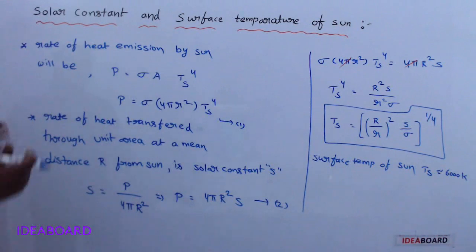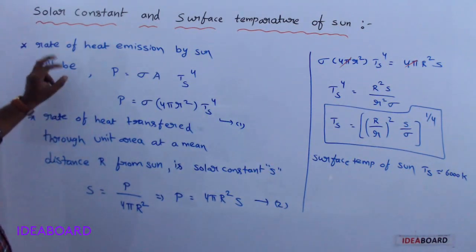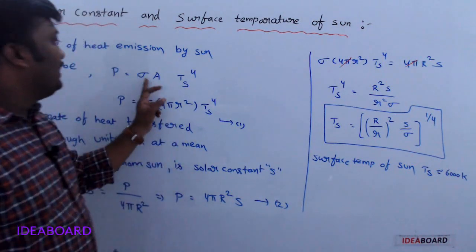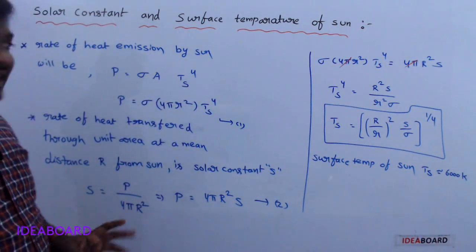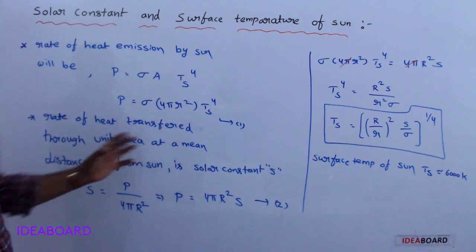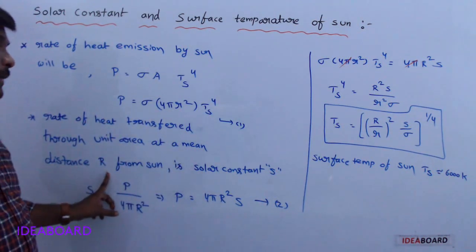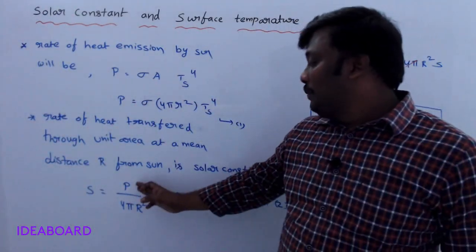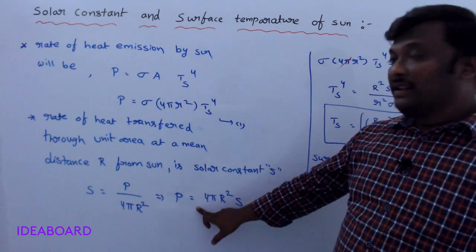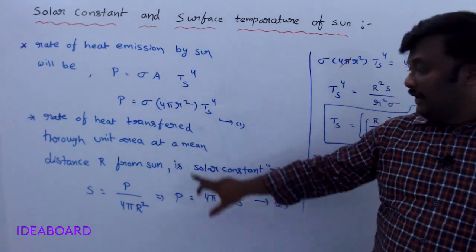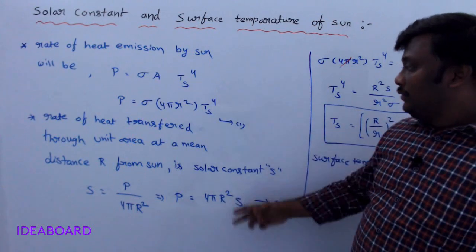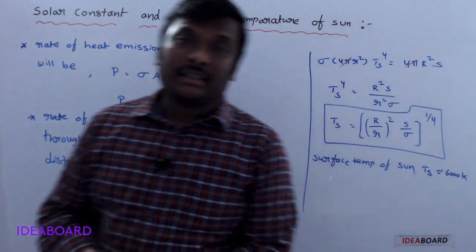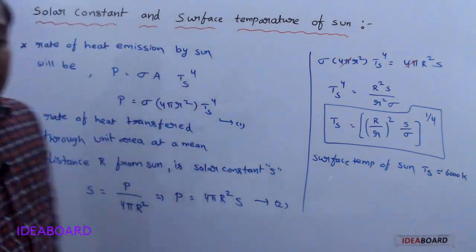Do you understand? So here what we found: from the sun the rate of heat emission, the formula is from Stefan's law, sigma A Ts power 4. Now the rate of heat transferred through unit area at a mean distance capital R from the sun, from the definition of solar constant, S is equal to P by 4 pi R square. From that again we got P. Equation 1 is P, equation 2 is also P. So I equate those two equations, then we got the formula for the surface temperature of the sun. Please note it down.